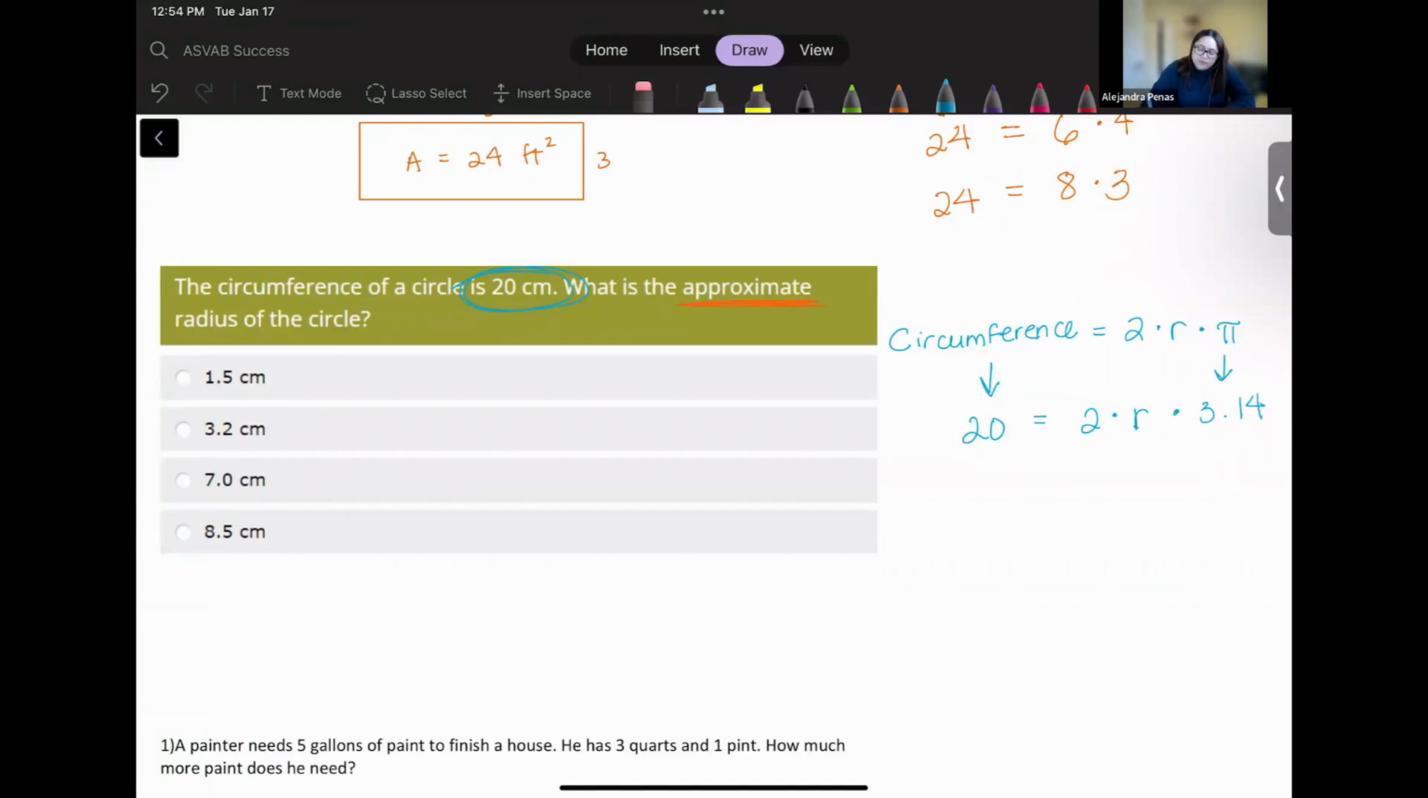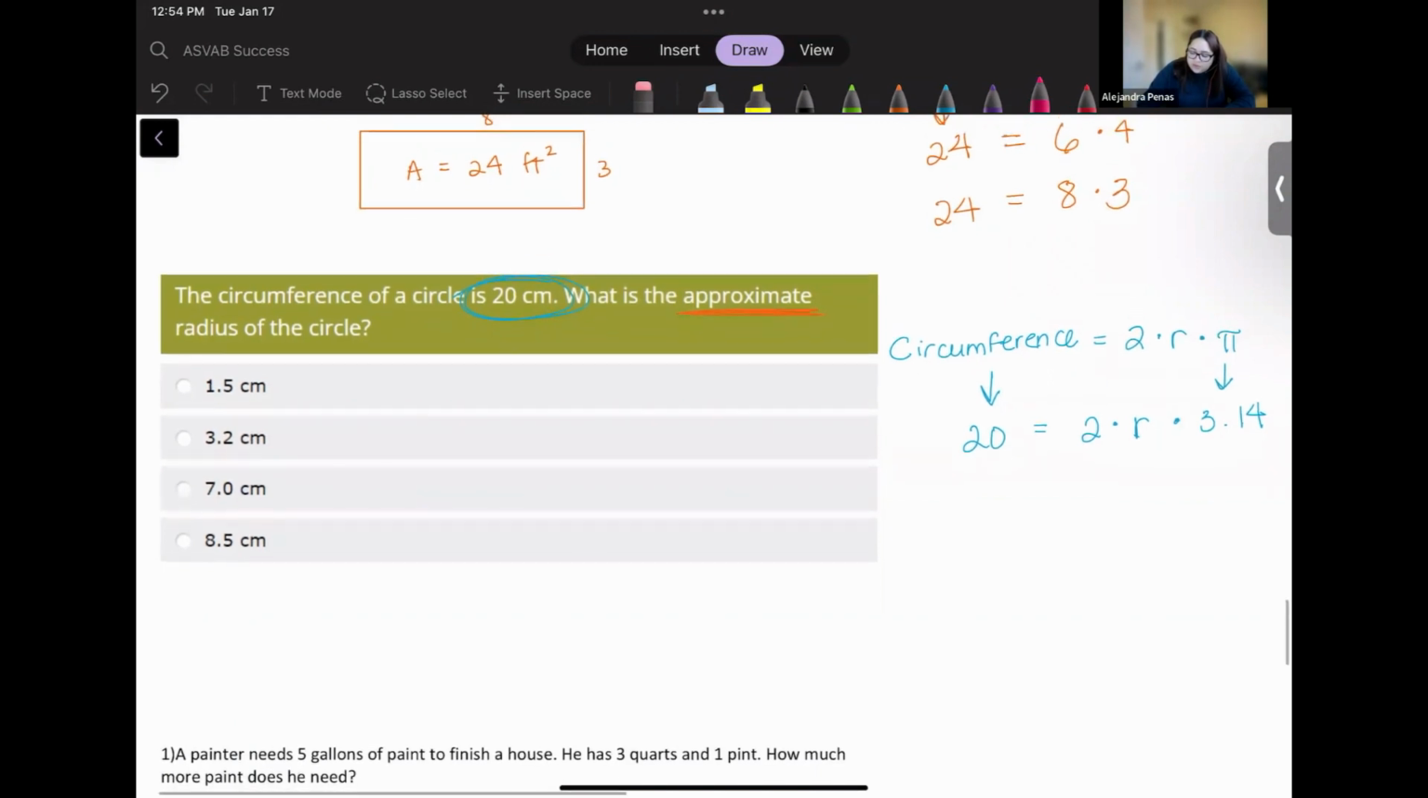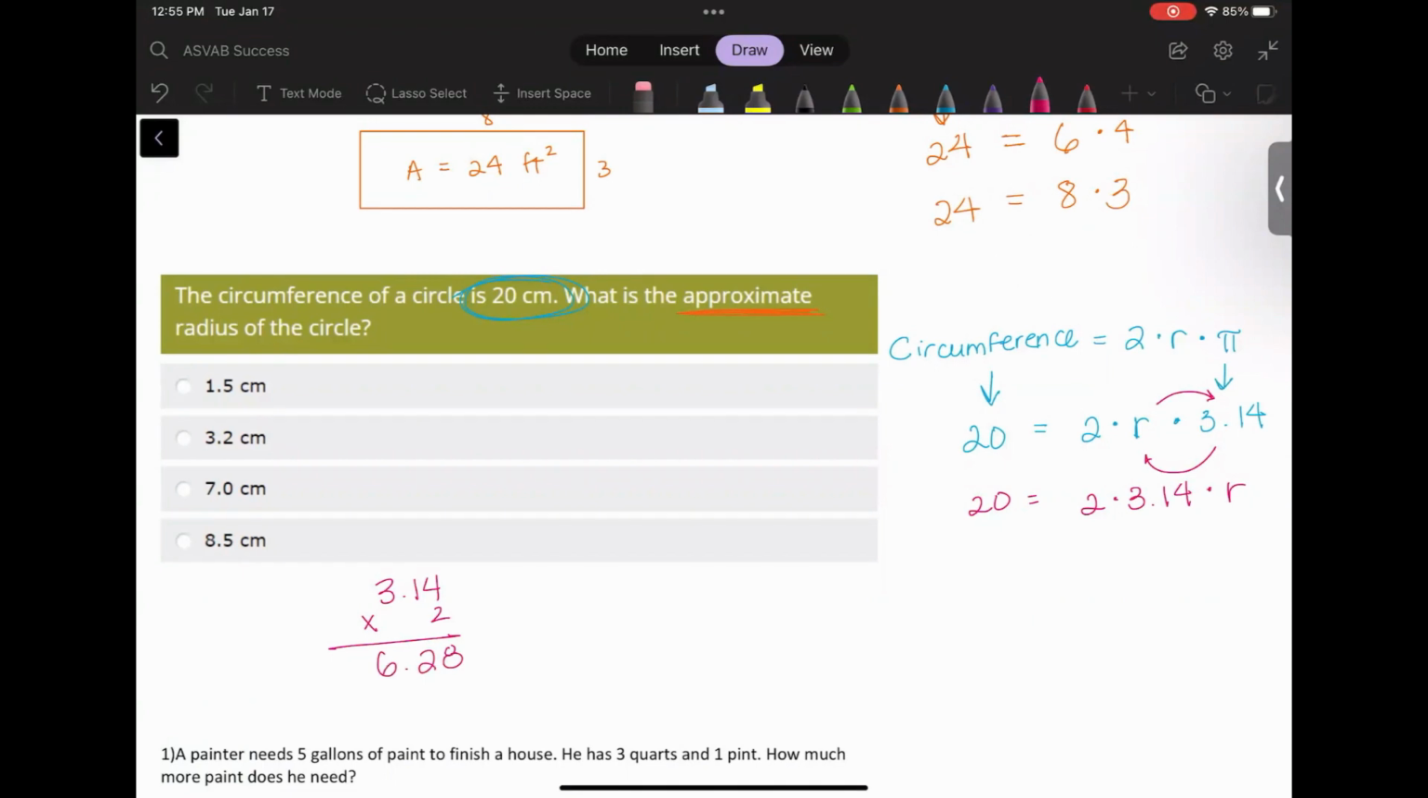So what I'm going to do now is switch these around just so that I can multiply 2 times 3.14 and leave r for last. So 3.14 times 2, that's going to be 6.28. So we have 20 is equal to 6.28 times r, times the radius.